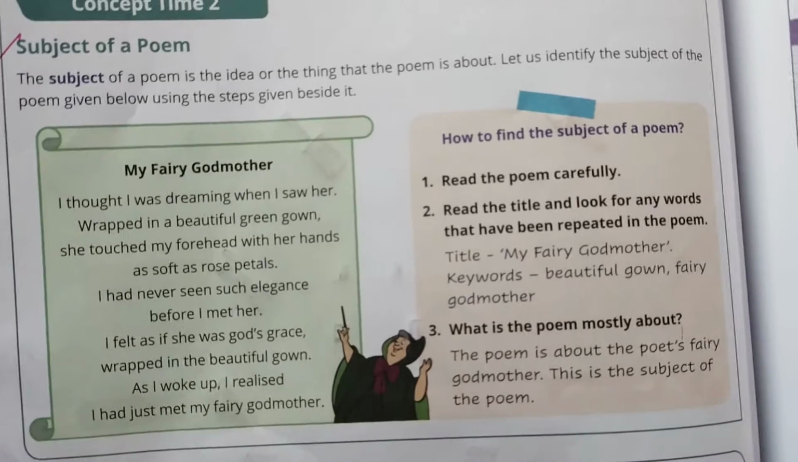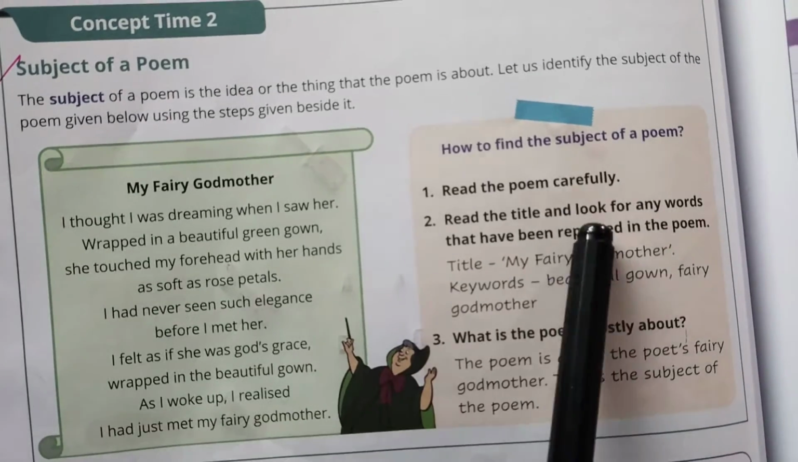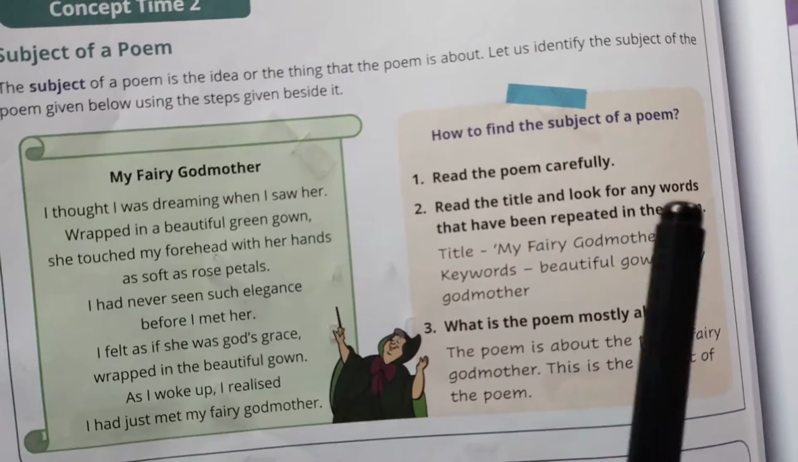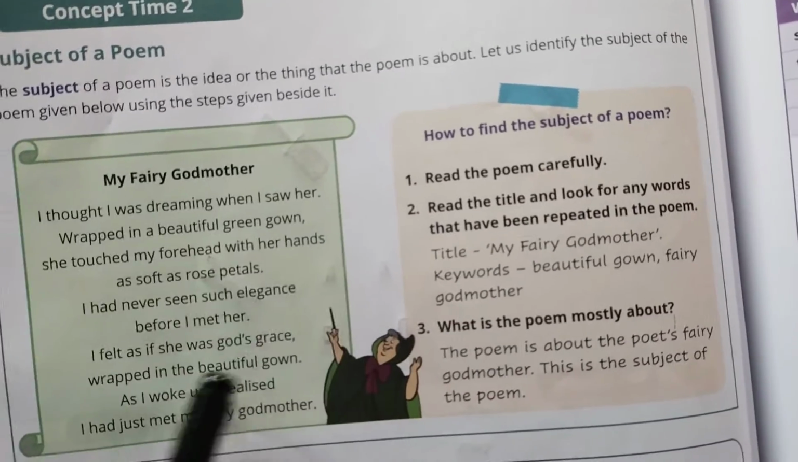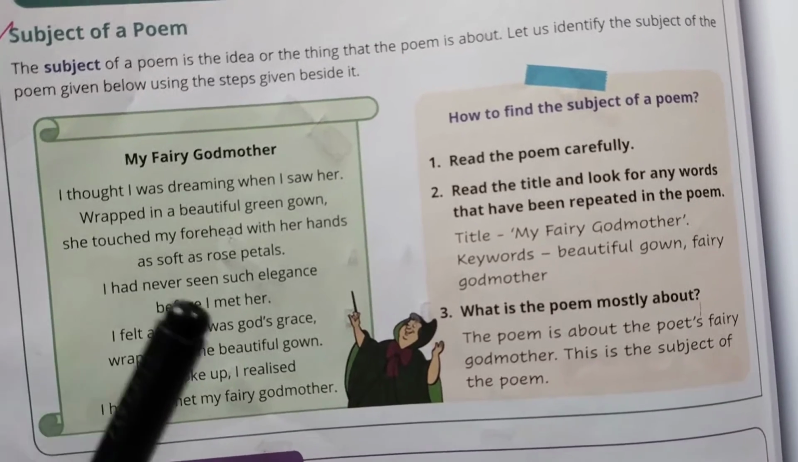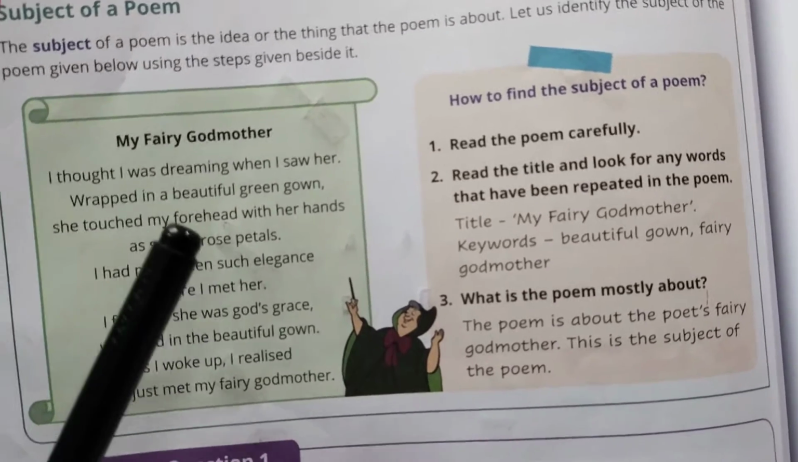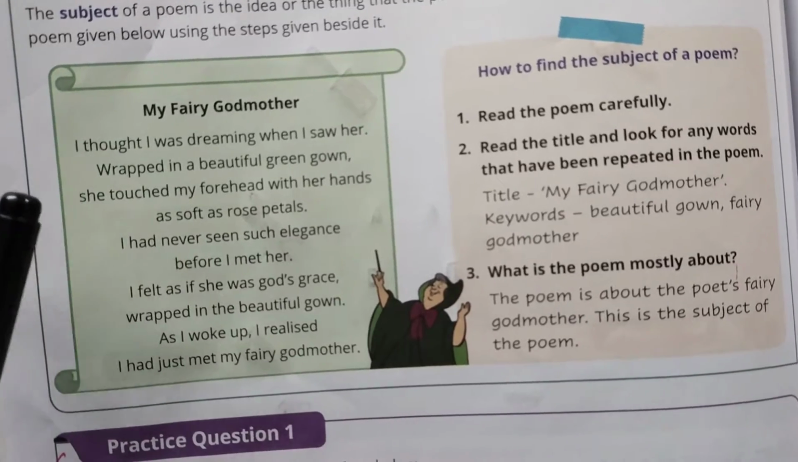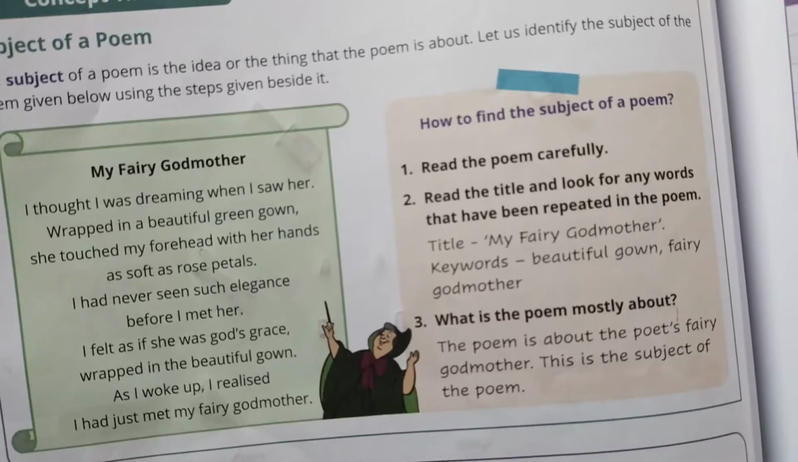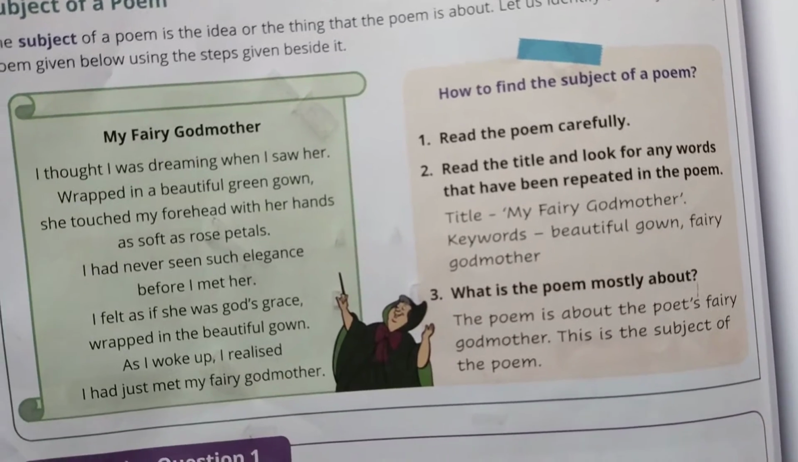So here, first you have to read the poem carefully. We just read that, and then we need to read the title and look for some words which have been repeated in the poem. So what is the main word which has been repeated again and again? Fairy, fairy, fairy, isn't it? So from that we come to know, along with the title My Fairy Godmother.